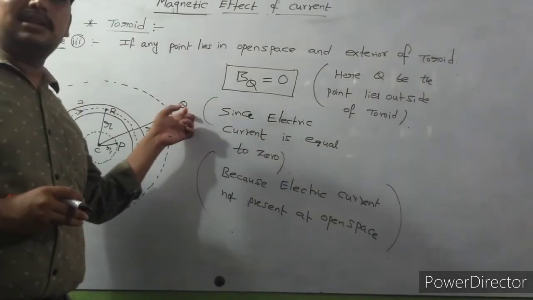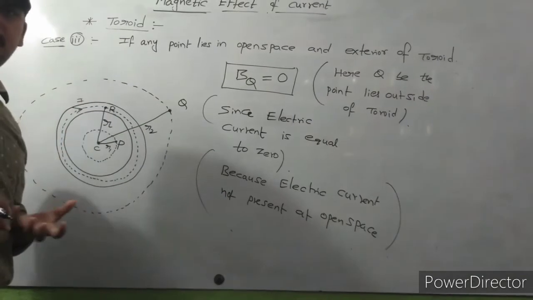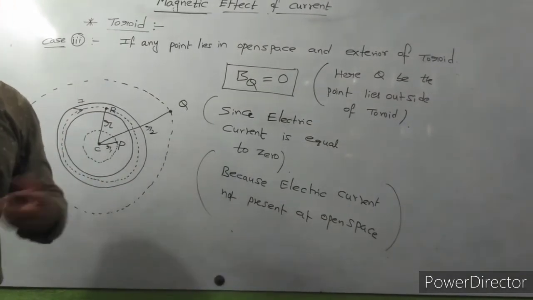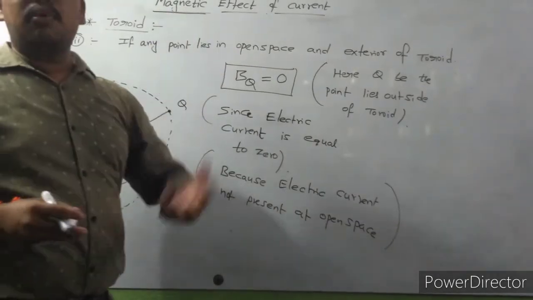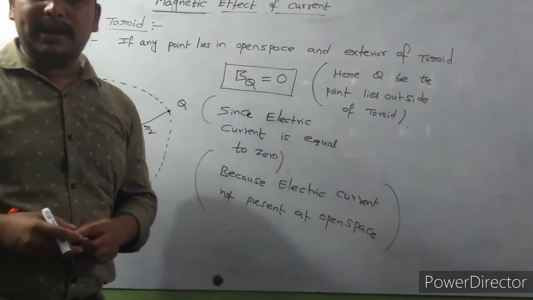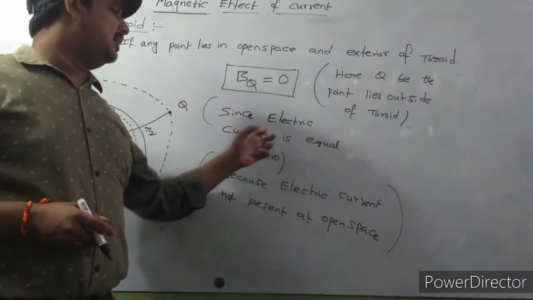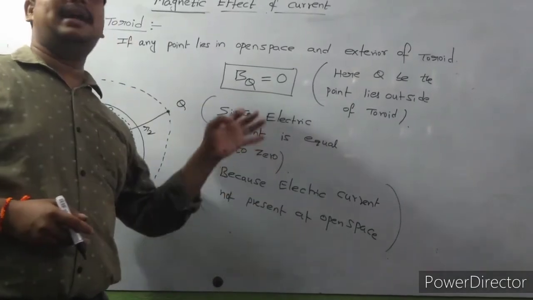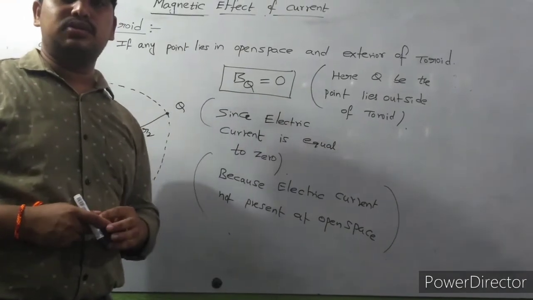But here Q is a point in open space. This Q is present in open space. That means there is no matter, and no matter means no electric current. So why is the magnetic field at any point outside of the toroid equal to 0? Since the electric current is equal to 0, because electric current is not present at open space. I hope all of you understood this.